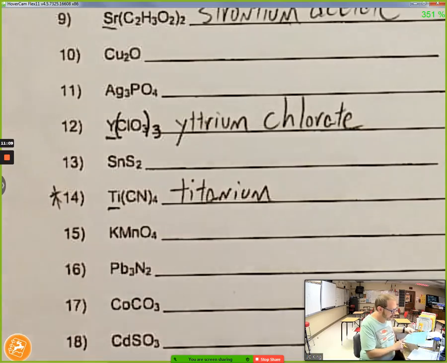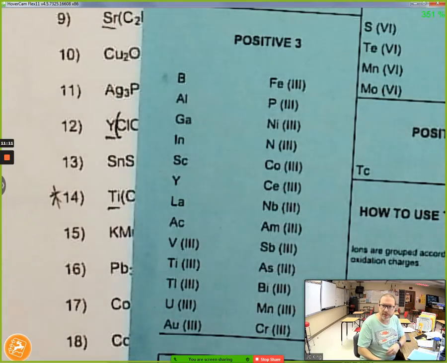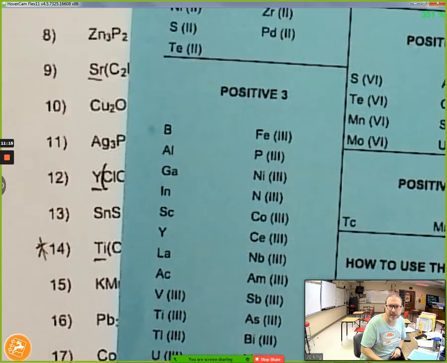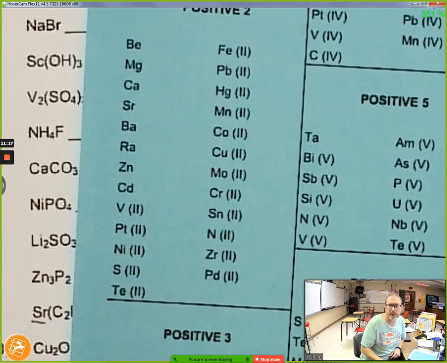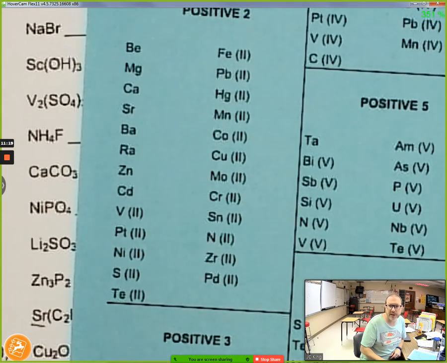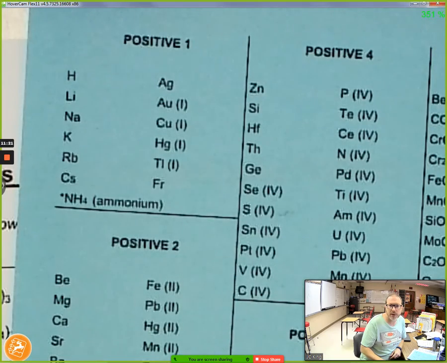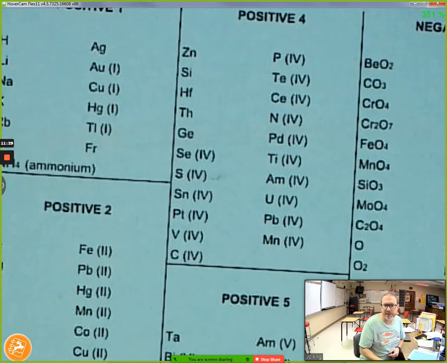Now let me check my chart and see if titanium is one of those that shows up in more than one place, and sure enough it does. I've got a titanium with a charge of 3. I don't see it in the positive 2s. I don't see it in the positive ones. That's actually a Tl. That's either thulium or thallium, I forget which. There's titanium with a charge of 4.